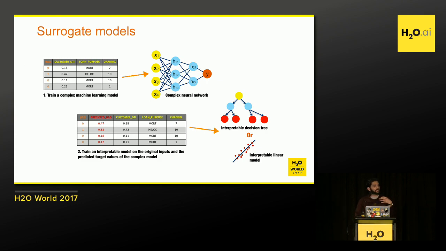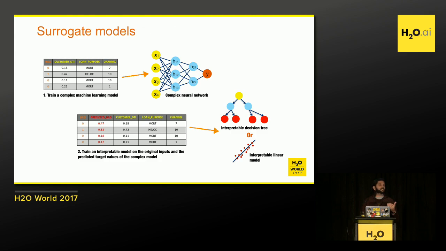This simple model could be, let's say, a GLM, a single decision tree, something very simple that you can really understand the outcome of. So the idea is you could do this, and then you could dig into what this complex model was doing.